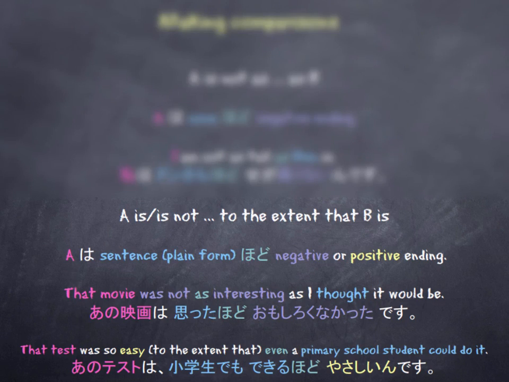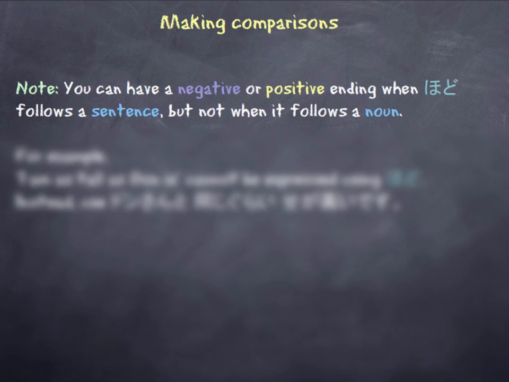So what you might notice here is that the structure is in reverse to English. So where we have, for example, in our first sentence here, thought comes towards the end of the sentence in English, whereas in Japanese it comes at the start. And likewise in our second example, primary school student comes at the start and it is followed then by the word easy. Now please note that you can have a negative or positive ending when hodo follows a sentence, but not when it simply follows a noun. In that case, you could only finish with a negative ending.